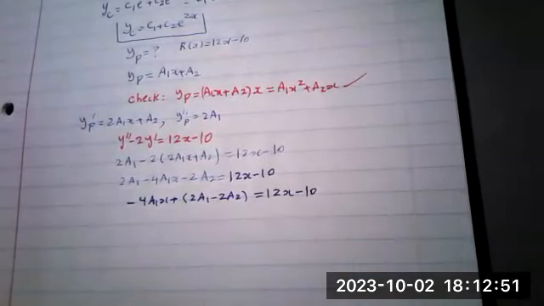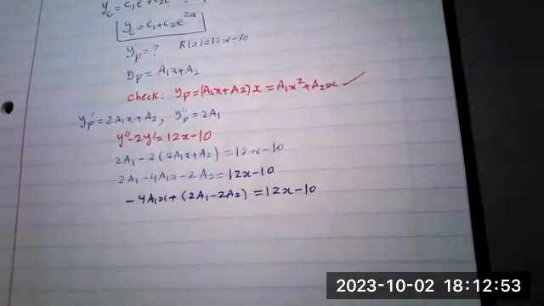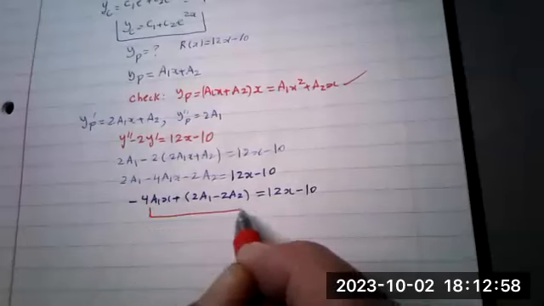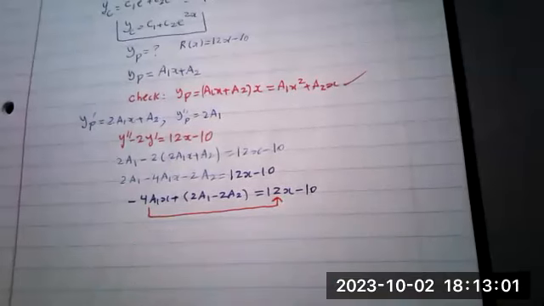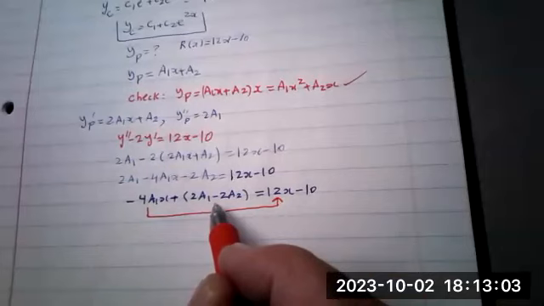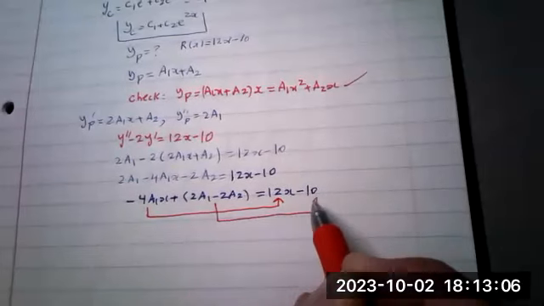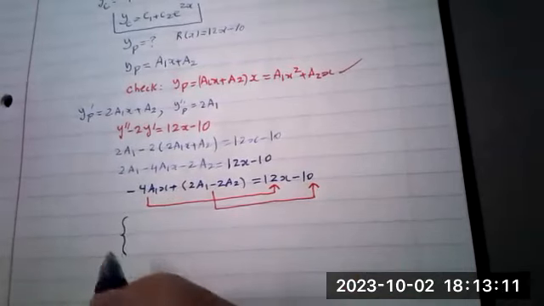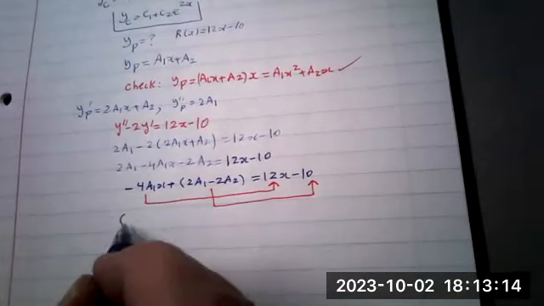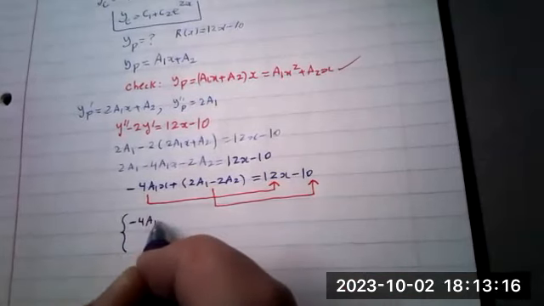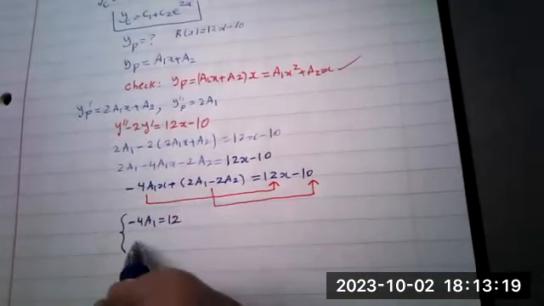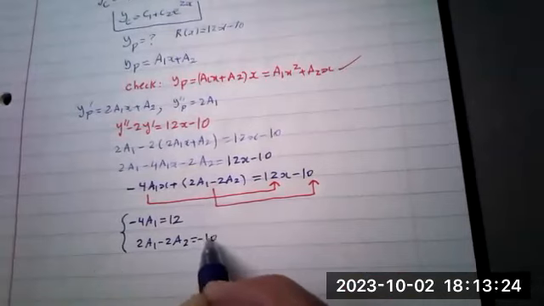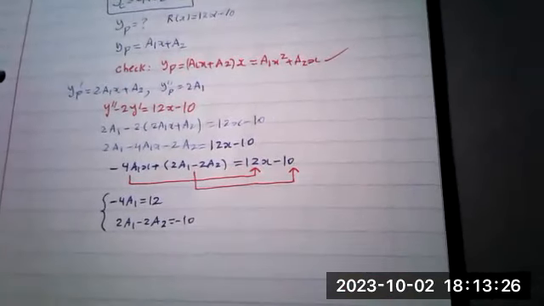So you let the coefficients of the monomials of the same power equal each other. For the x, the coefficient is negative 4a1. The coefficient of the x over here is 12. The constant term over here is this one, and the constant term on the other side is negative 10. This is the way you get two equations to find the unknowns. So we get negative 4a1 equal to 12, and the second one gives you 2a1 minus 2a2 equal to negative 10. That's it. You solve the system and you get a1 and a2.